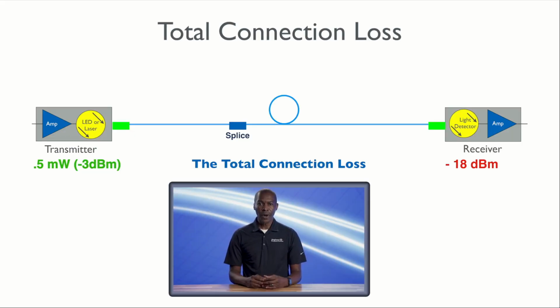So if you had a short-range transmitter with an output of 0.5 milliwatts, you would need to convert that to dBm, which would give you -3 dBm of signal. And if you subtract your total link loss and include your safety margin, you should have enough power to achieve the minimum sensitivity of your receiver.